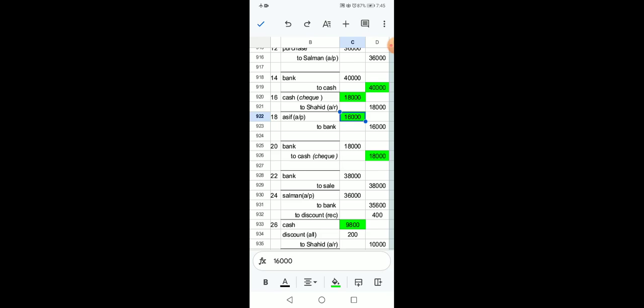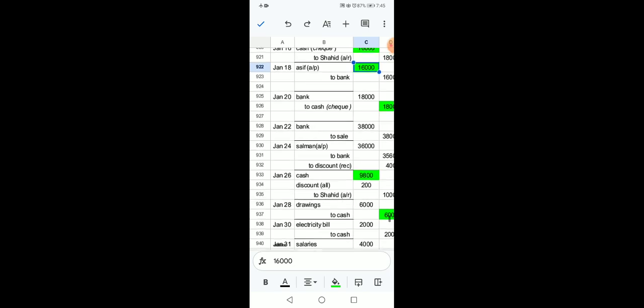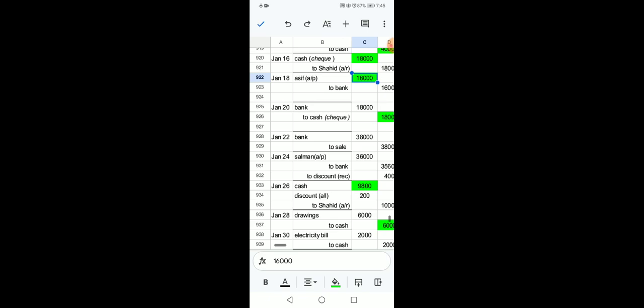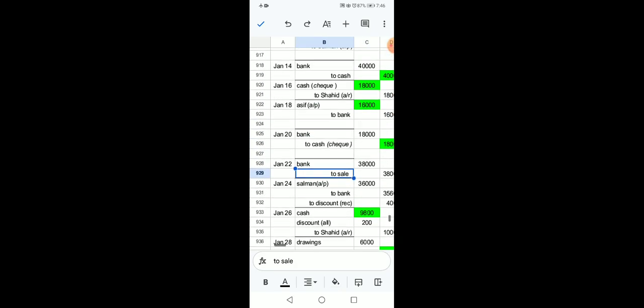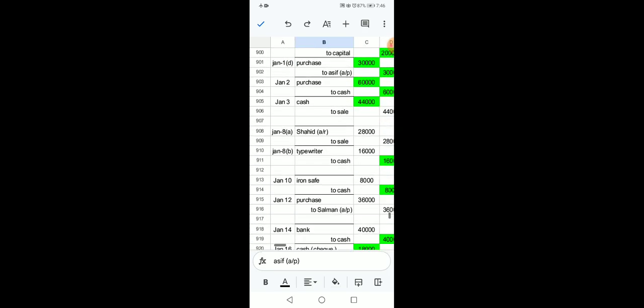So still it's not completed. I will have to see if Asif is present anywhere else. Now we will go downwards and see if Asif is present anywhere else as well. All right, I'm unable to see Asif in any other journal entry. I have seen twice as well. Asif is present on January 18 and Asif was present on January 1. It means all transactions are posted for Asif. It means after posting we are now ready to calculate the balance.